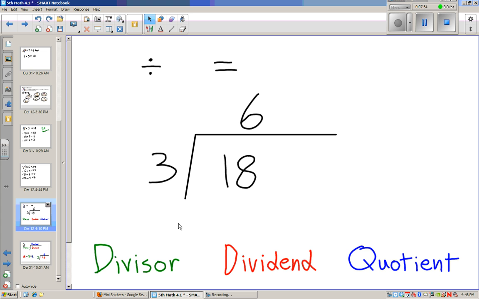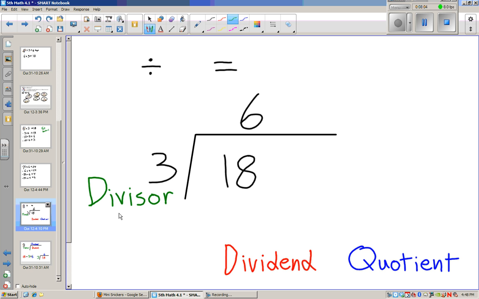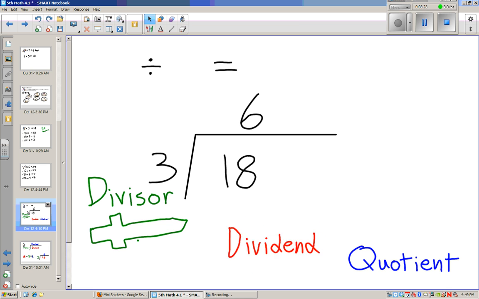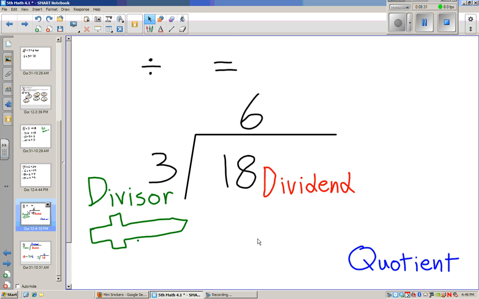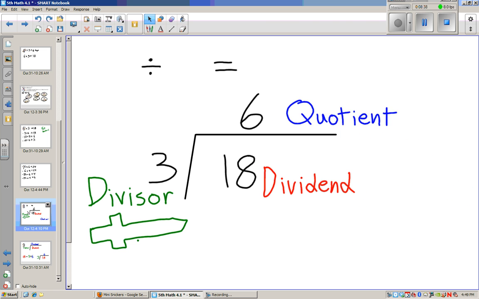Now we need to put these words in here. The divisor is that 3. It's the number doing the work. I always like to think of the divisor as a giant sword. And that giant sword is chopping up this number inside. You want to know how many pieces you can chop it into. So the divisor I always think of as a sword. The dividend is that number inside here. It's the one that's getting chopped up into different groups. And then the quotient is another word for our answer in a division problem.